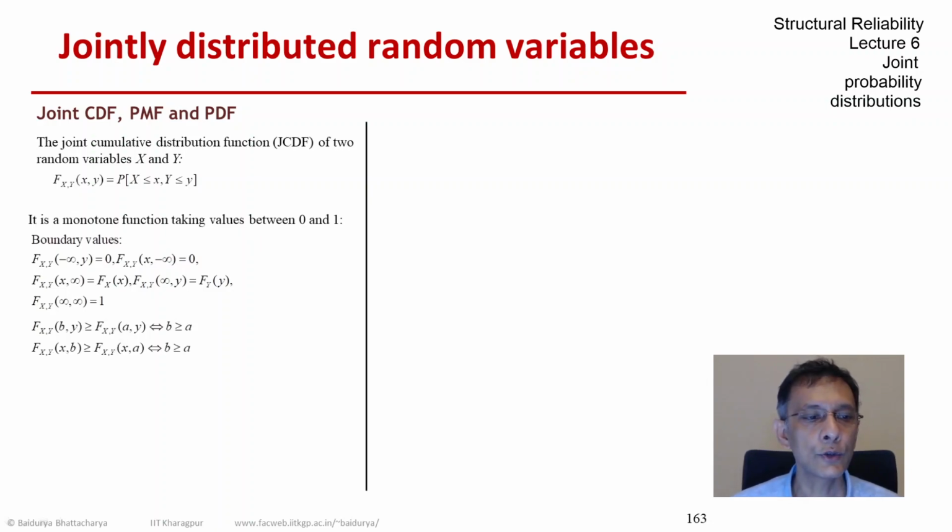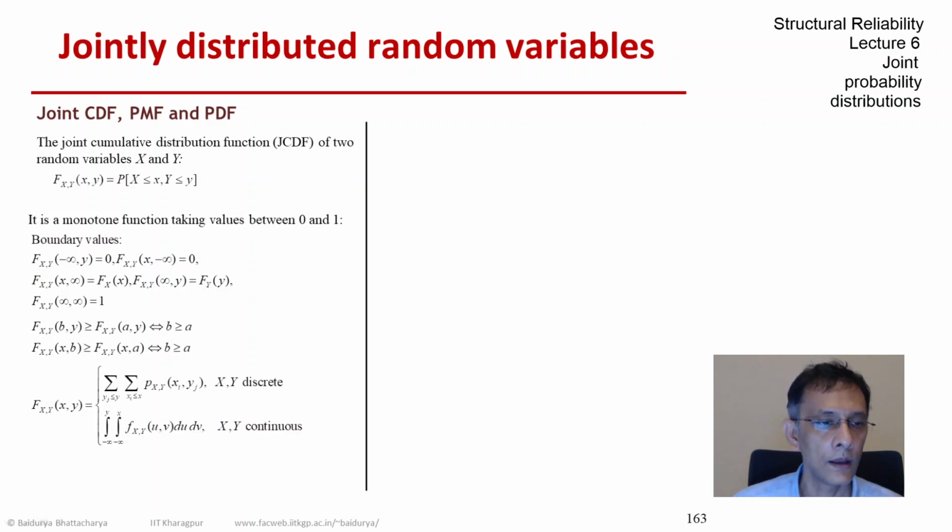Also for any b greater than a, the joint distribution function, keeping the y fixed, would be greater for b comma y than a comma y. And likewise for x comma b and x comma a, as long as b is greater than or equal to a.